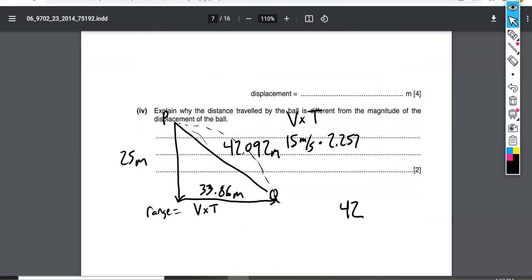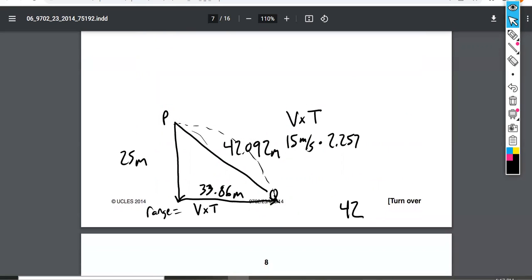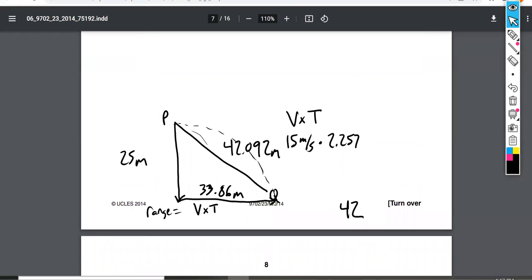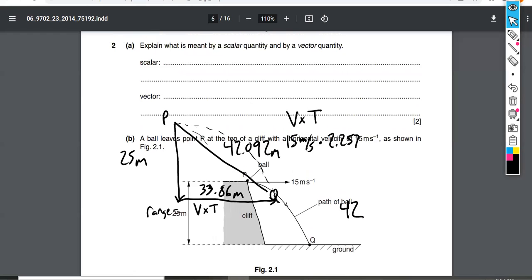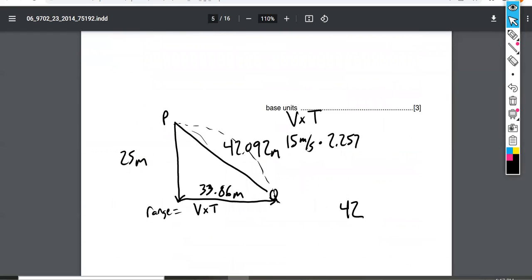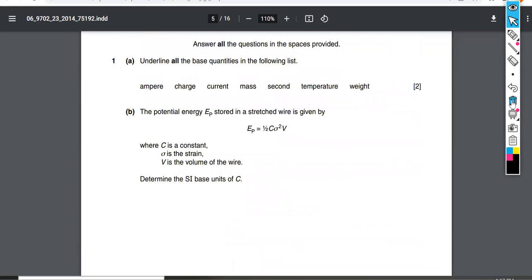I think that brings us to the end of this worked example. But you might say to yourself, wait, that was question 2. Why didn't you do question 1? It's here, base units calculation. Well, boy, are you in luck. Bonus worked example, base units.